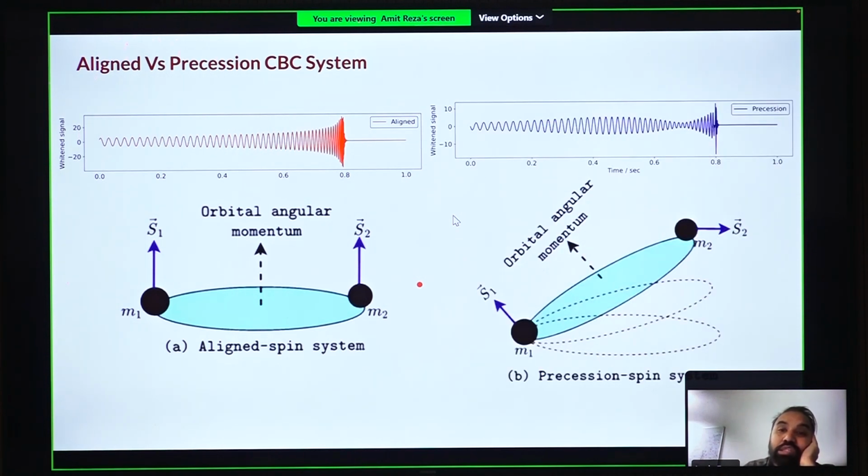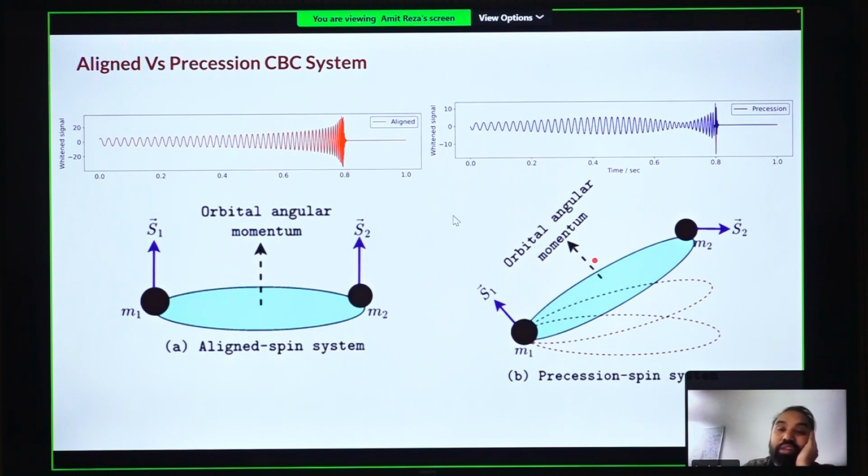Whereas when you're talking about the precession system, the orbital angular momentum is not aligned with your spin component. Therefore, if you look into the signal's morphology, you can expect that it could be different for the precession system. Practically, in one case there is a gradual progression in frequency and amplitude, whereas here the amplitude varies depending on the different angle between the orbital angular momentum and the spins.